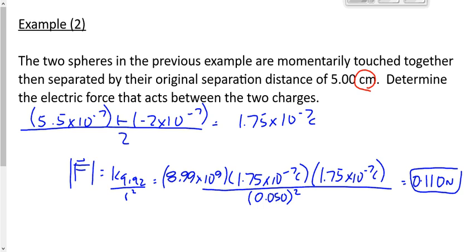So in the last one, we got 0.40 newtons. This one, we got 0.11 newtons. Different force. It's different charges. Even though it's the same objects, they're charged differently now.